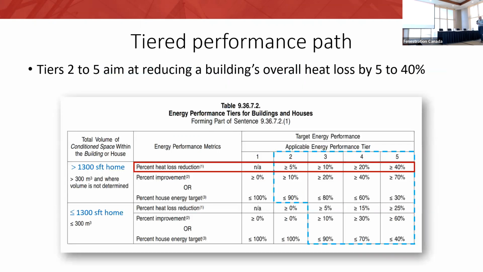So essentially, for anyone online, the slide that we have now shows the percent heat loss reduction for the tiers. Tier 2 is supposed to be 5% better, less heat loss than base code. Tier 3 is 10% better. Tier 4 is 20% better, and Tier 5 is 40% better than base code. And there are requirements in there on how you calculate all those things and determine them.